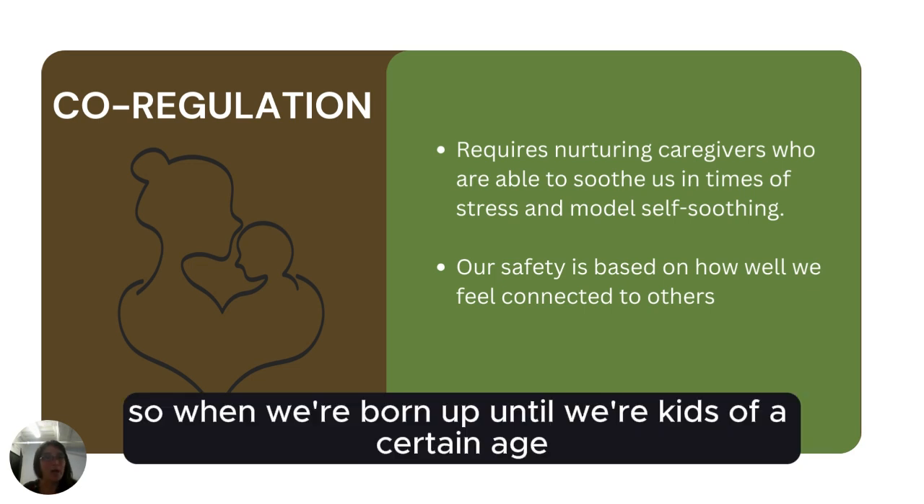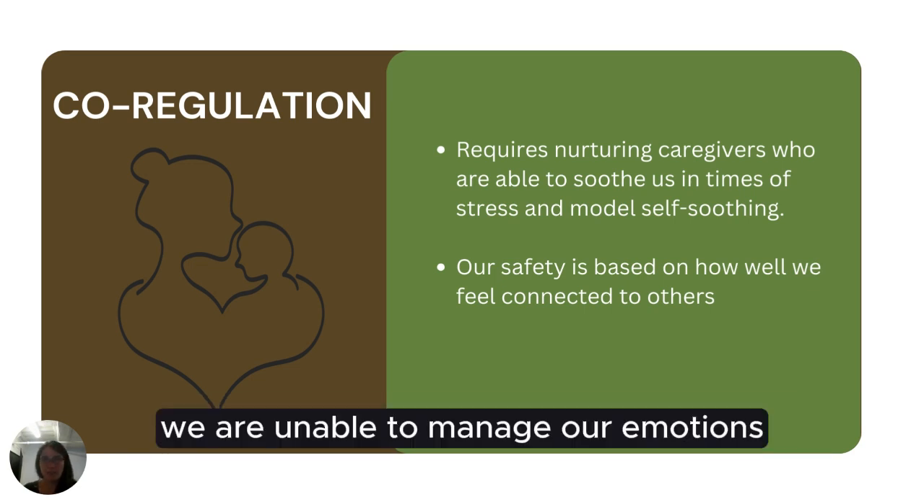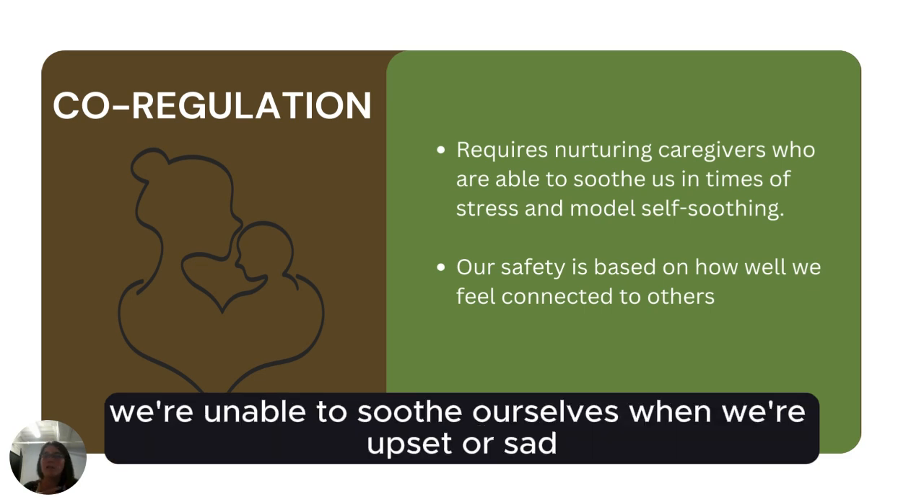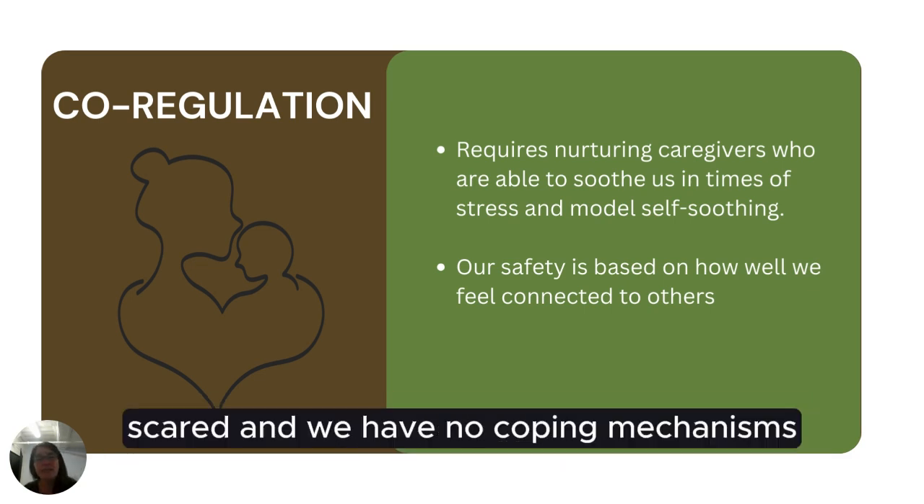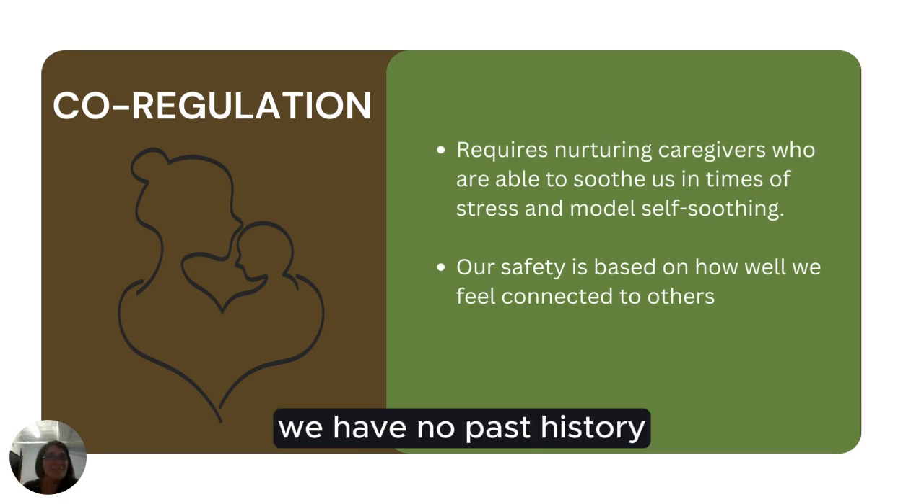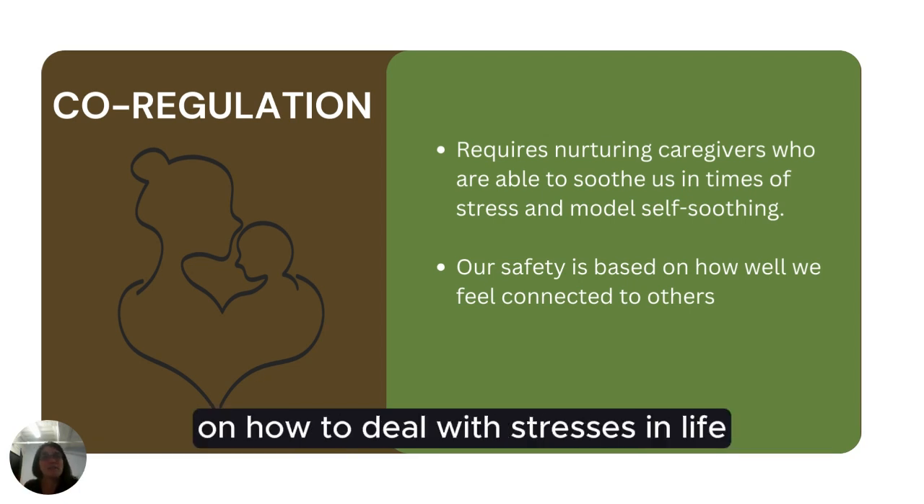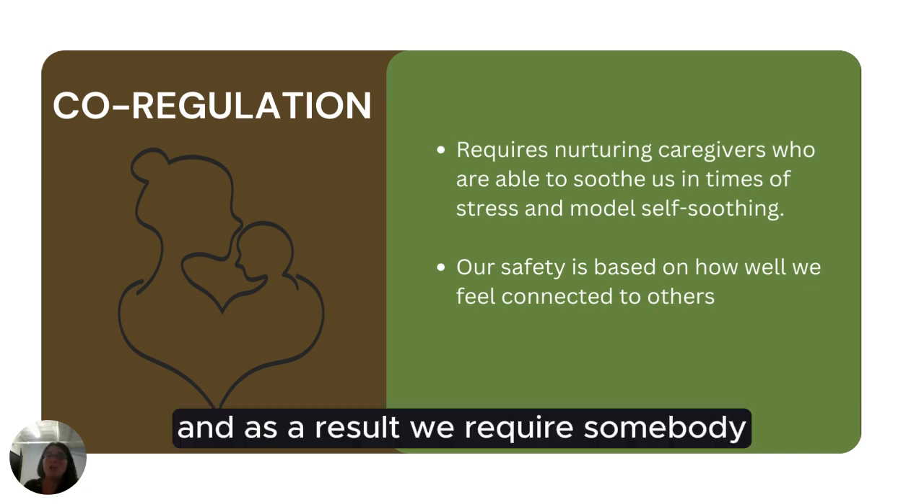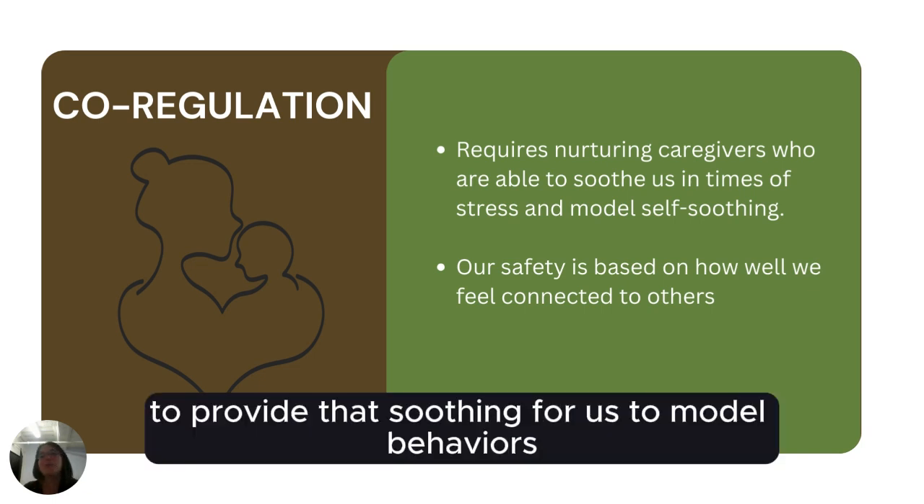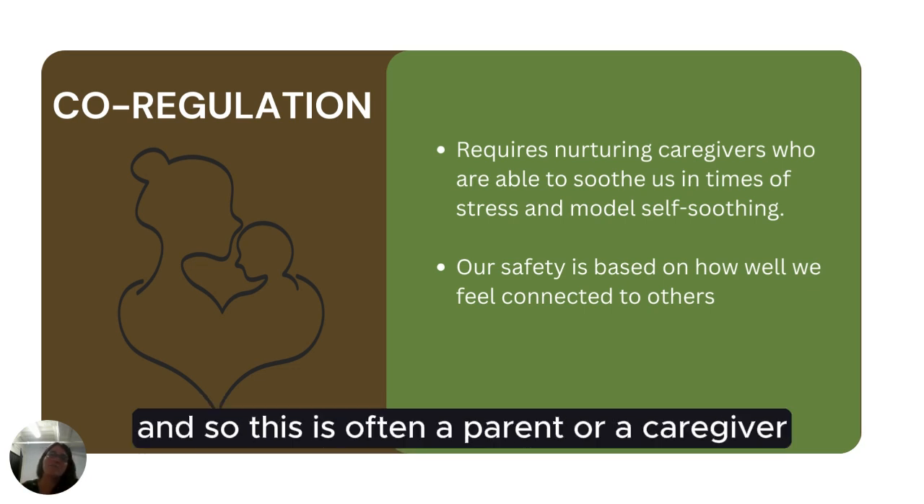So when we're born, up until we're kids of a certain age, we are unable to manage our emotions. We're unable to soothe ourselves when we're upset or sad, injured, hurt, scared, and we have no coping mechanisms. We have no past history in how to deal with the stresses in life. And as a result, we require somebody, a co-regulator, to provide that soothing for us, to model behaviors. And so this is often a parent or a caregiver.